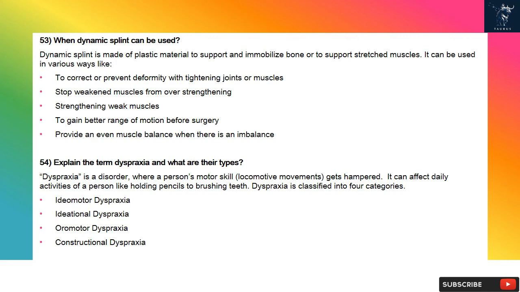54. Explain the term dyspraxia and what are their types. Dyspraxia is a disorder where a person's motor skill, locomotive movements gets hampered. It can affect daily activities of a person like holding pencils to brushing teeth. Dyspraxia is classified into 4 categories: ideomotor dyspraxia, ideational dyspraxia, oromotor dyspraxia, constructional dyspraxia.